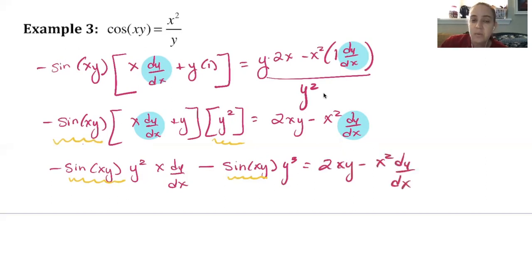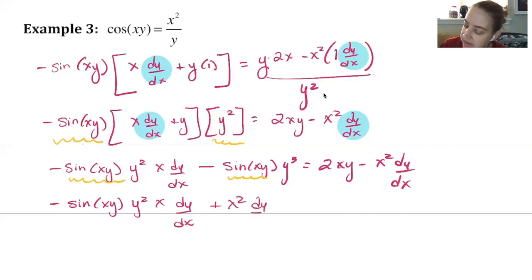Now that we've gotten rid of the parentheses and the brackets, things are free to move around. So I'm going to keep the dy/dx terms on the left and everything else on the right. So negative sine of xy, y squared x dy/dx plus x squared dy/dx is equal to 2xy plus sine of xy, y cubed.